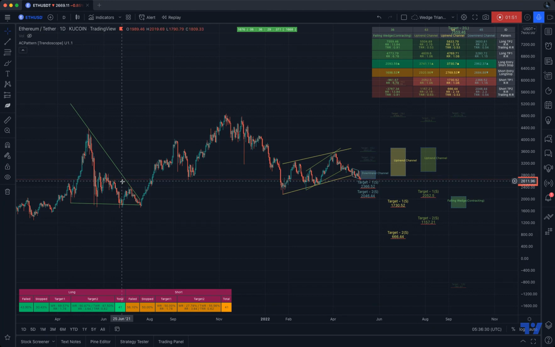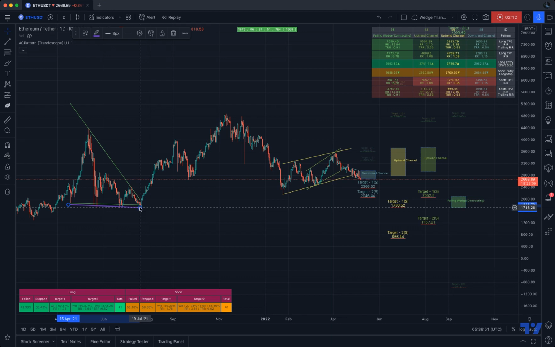For example, this is a contracting triangle, I think, or falling wedge contracting, sorry. So it's a falling wedge contracting because the only difference is that this trend line is also going down and this is also going down. That's why it is a falling wedge. If it is slightly up like this, it would have become a contracting triangle. So this makes it a falling wedge.